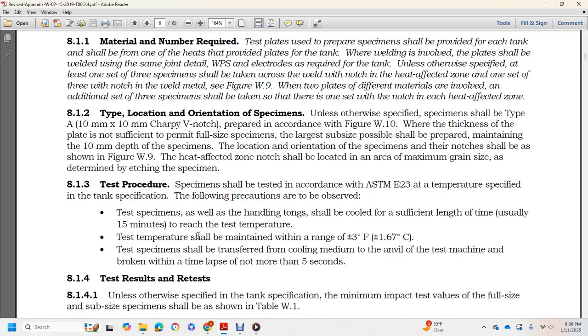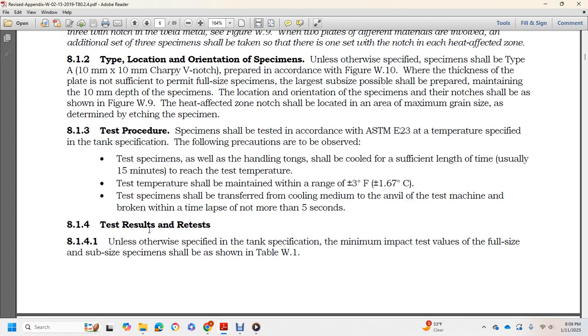The following precautions are to be observed. Test specimens as well as handling tongs should be cooled for a sufficient length of time, usually 15 minutes, to reach the test temperature. Test temperature should be maintained in a range of plus or minus 3 degrees Fahrenheit. Test specimens should be transferred from the cooling medium to the anvil of the test machine and broken with a time lapse of no more than 5 seconds.